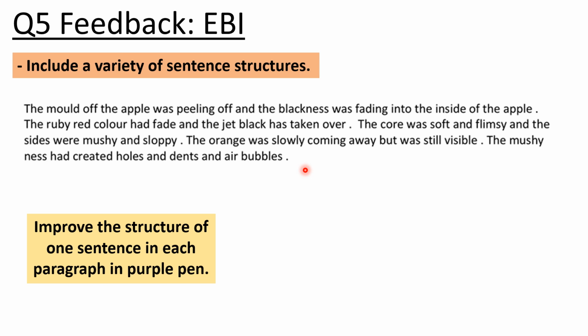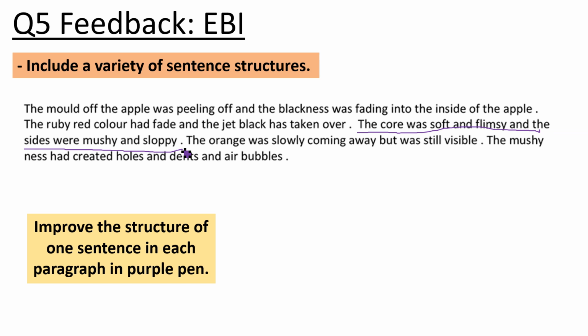So now we're going to improve the structure of one sentence in each paragraph in purple pen. So you have your 3 zoom in paragraphs. We're going to take one sentence and we're going to improve the structure of that sentence in purple pen. So I'm going to do it for this example. I'm going to grab my purple pen. I'm going to look at this one here. This is the one that I'm choosing. Doesn't matter which one, but I want to choose this one because we've got quite a few compound sentences that start with the, and I want to switch it up a little bit. So this sentence says the core was soft and flimsy and the sides were mushy and sloppy.